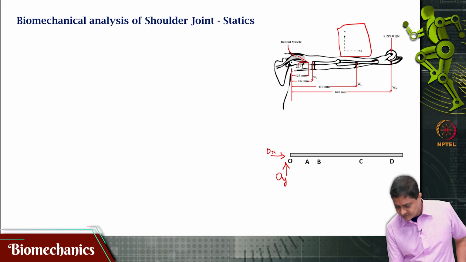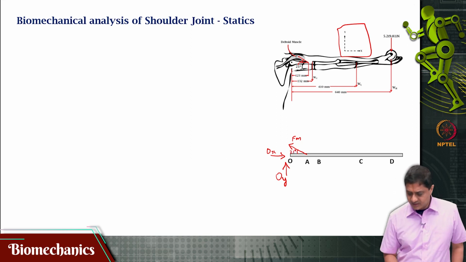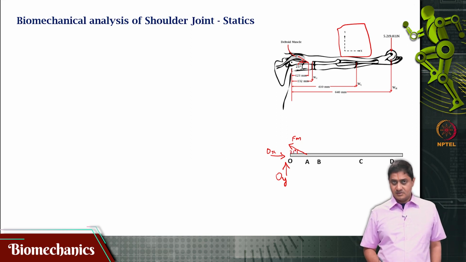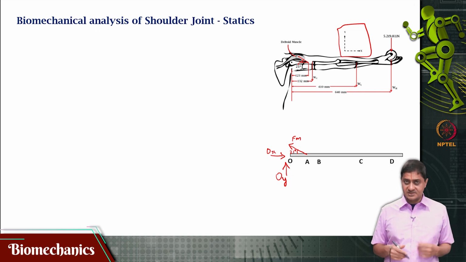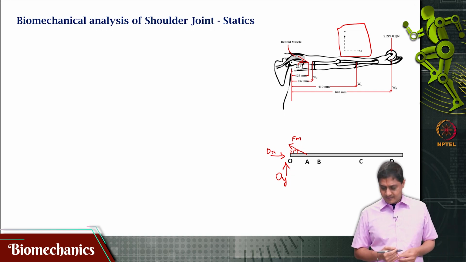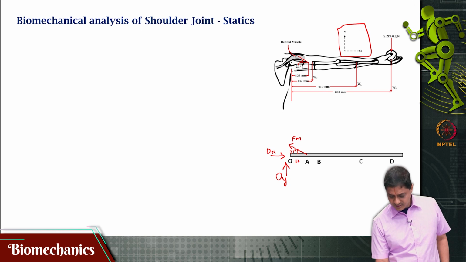At point A is where the muscle attaches, and its force is acting at an angle of 21 degrees, and the force produced by this muscle I am calling Fm. This is what I do not know, this is what I am interested in finding, okay. And that distance is 123 mm, okay.